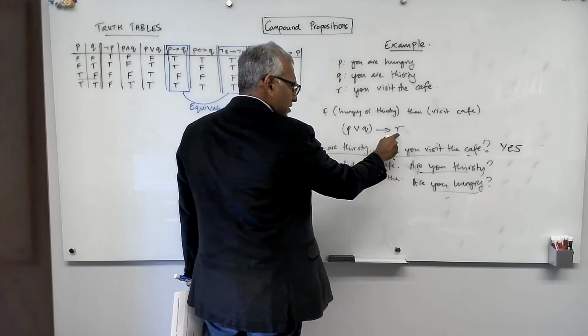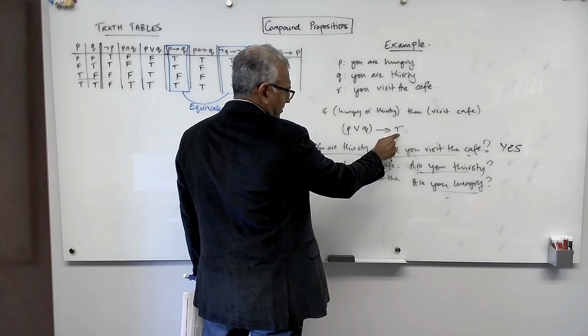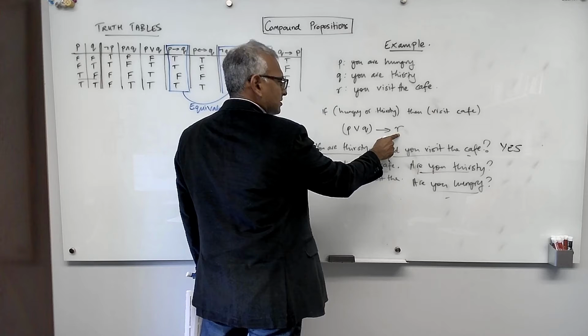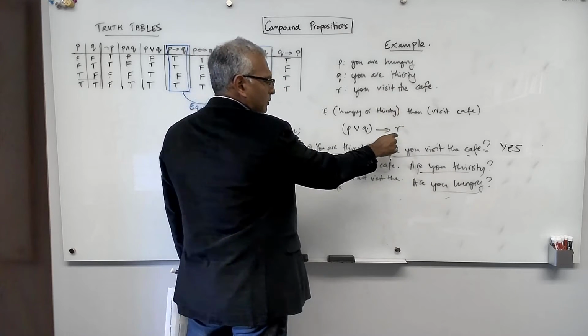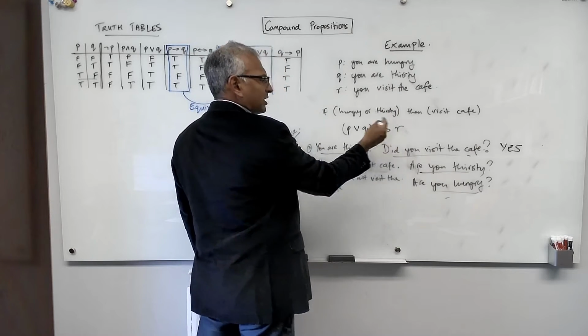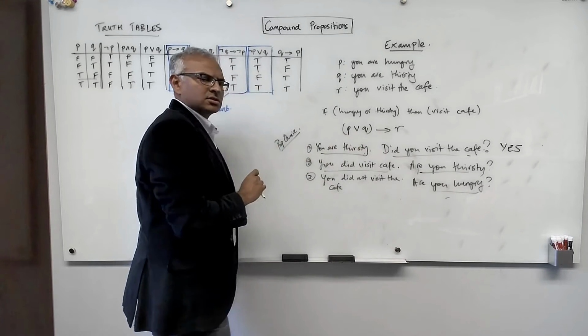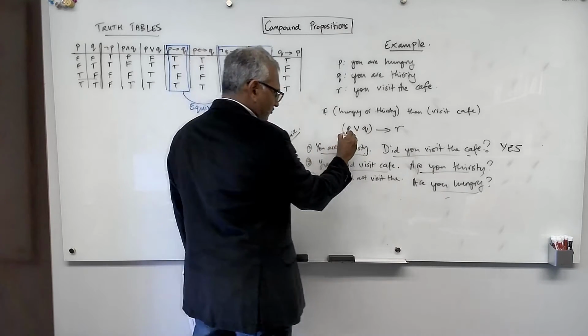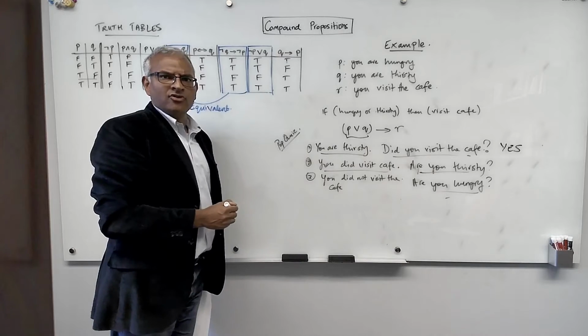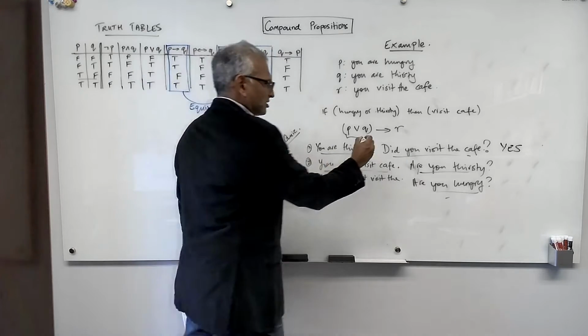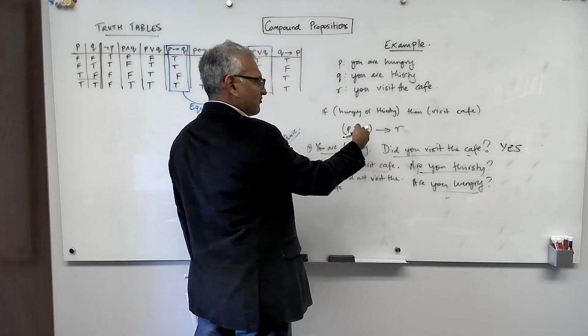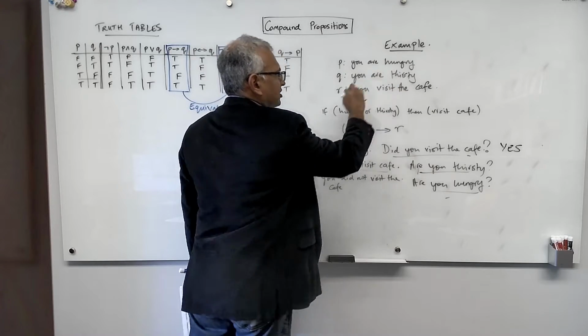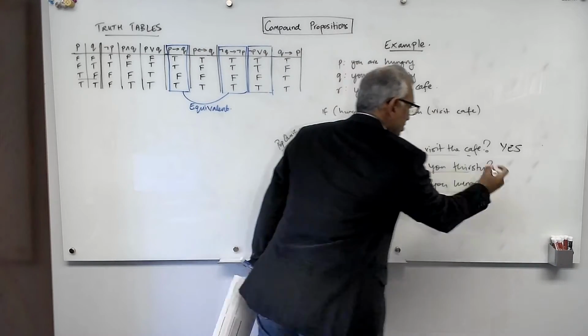So we know that if R is false, it cannot be the case. When the right side of an implication is false, we can infer that the left side of the implication is false, because it's a true implication. So this is false. But when is the or false? When both are false. Both must be false. So you are not thirsty, you are not hungry. So are you hungry? No.